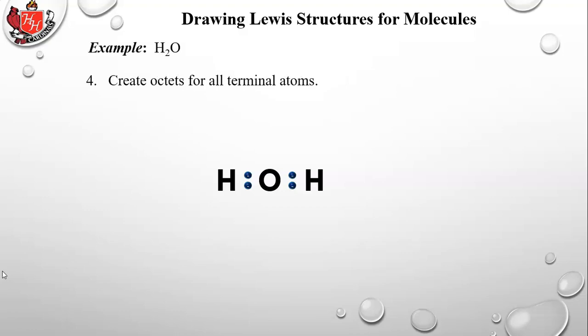Step 4, create octets for all terminal atoms. While hydrogen can only have 2 electrons in its octet, it has a full octet when it has 2 electrons. Remember, only hydrogen and helium in the first row have full octets when they have 2 electrons. Everything else on the periodic table requires 8 electrons to have a full octet. Therefore, we can't add any more electrons to hydrogen. 2 is the maximum that it can hold. So each hydrogen already has a full valence orbital with 2 electrons.